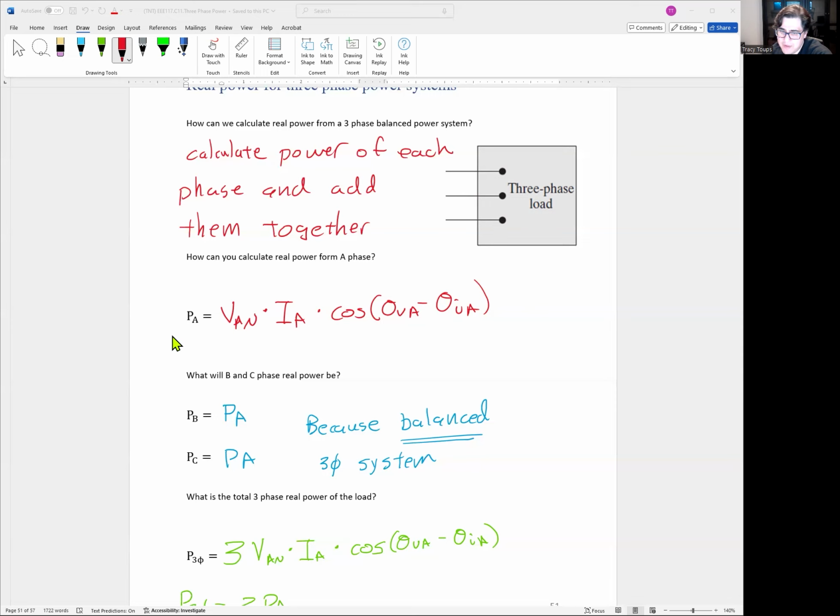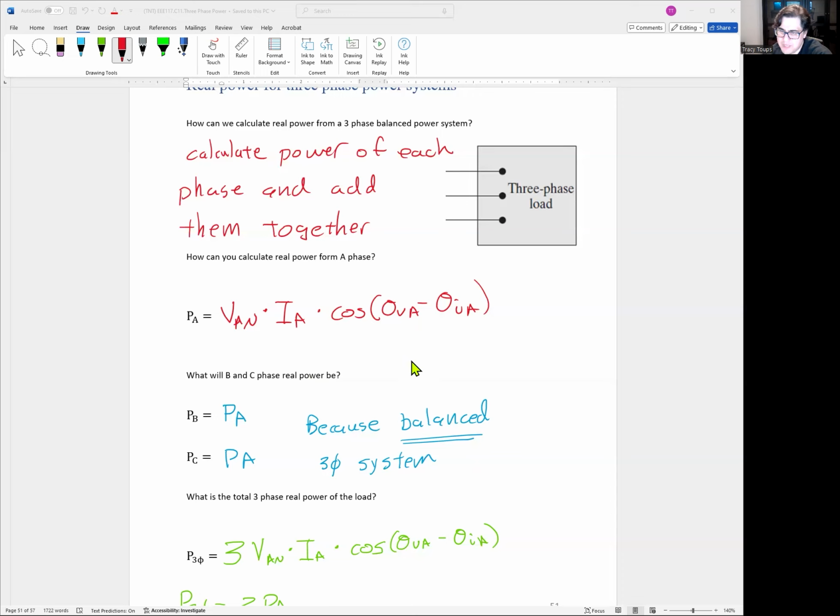Calculate this, you get power of A phase. Power B phase and C phase, you could calculate individually, but it's going to be the exact same as A and PA. The reasoning why is VAN and VBN and VCN are all equal. IA, IB, and IC are all equal. Even though the phase shifts are 120 degrees apart, when you subtract the difference, the 120 degrees apart will cancel out here. And then your cosine will literally just be like a 20-degree difference for this one.